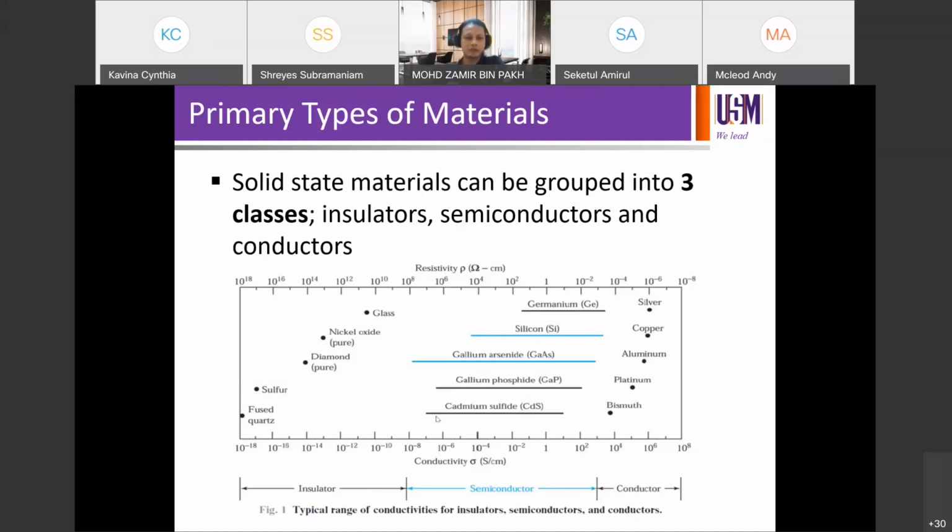Examples of insulators, you can see here, are fused quartz, sulfur, diamond, nickel oxide, glass, and many more. Can you give me some other examples of insulators in our real life? What else? We have a lot, right? Can you give me a few examples in the box, or you might want to unmute yourself? Wood, yep, wood, kayu. What else? They're quite obvious, right? Wood and what else? Wall, rubber, yeah, plastic, very good.